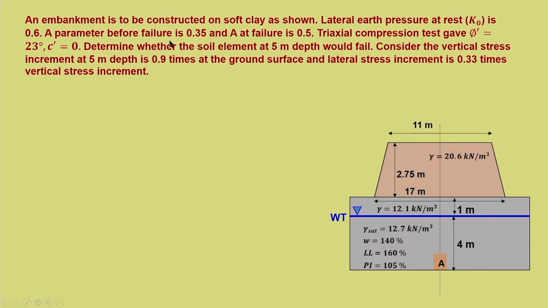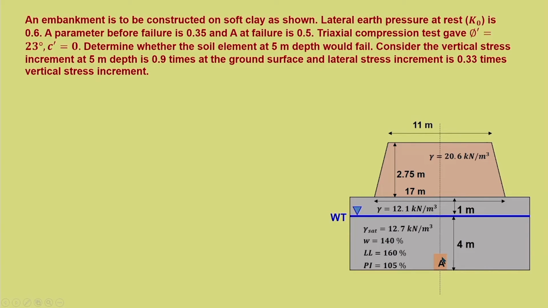A parameter before failure is 0.35 and A parameter at failure, AF, is 0.5. So, Skempton's A parameter is given. Triaxial compression test in the lab gave the effective friction angle equal to 23 degrees and C dash equal to 0. Determine whether the soil element at depth 5 meter would fail or not. So, this is the reference soil element which is at 5 meter below the ground surface.